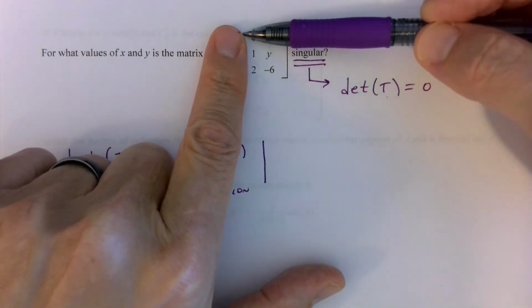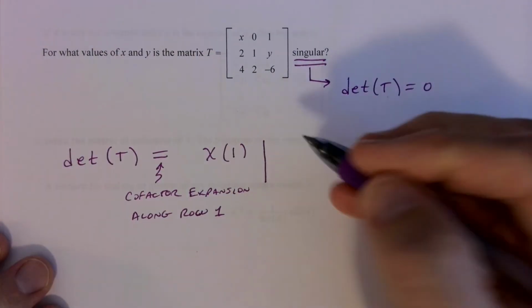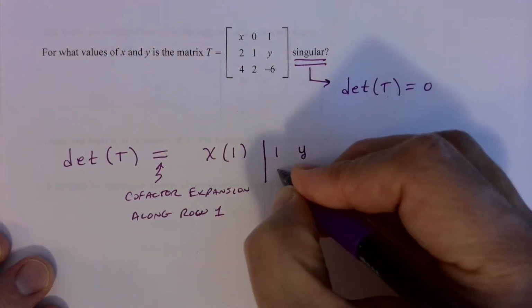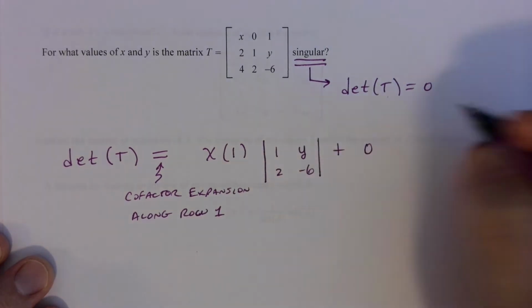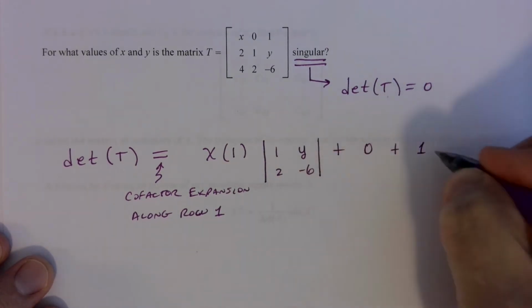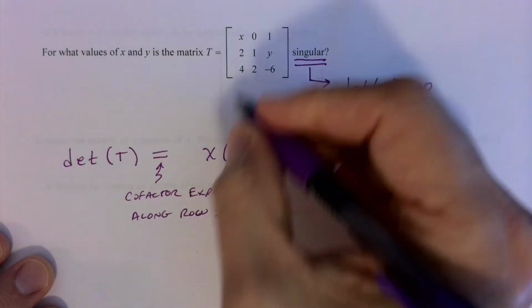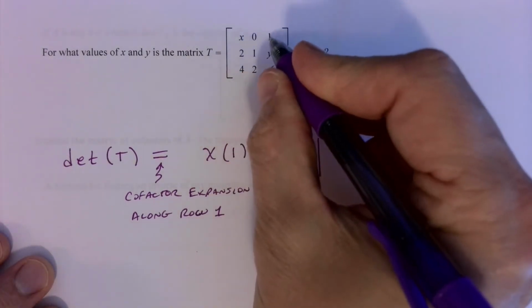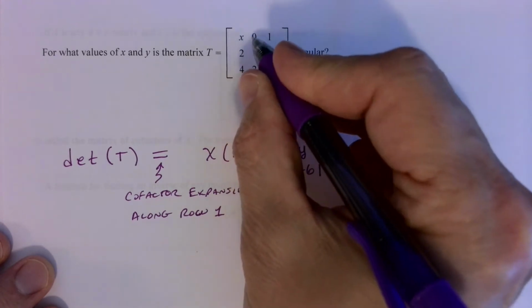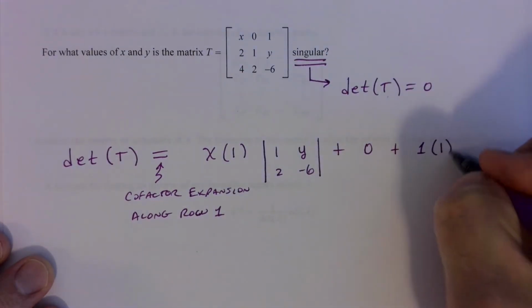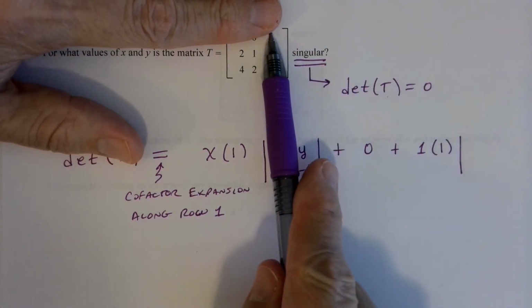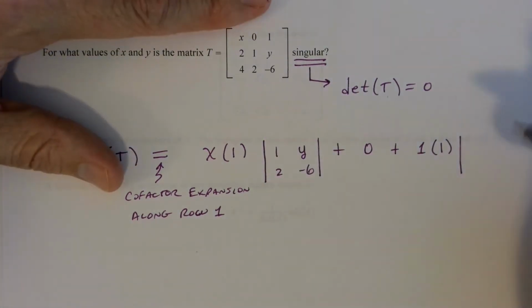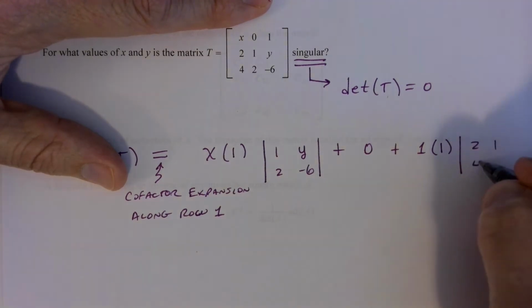Take out that row and column. Plus 0, and then plus 1 times negative 1 to the 1 plus 3, which is negative 1 to the 4th, positive again. Positive, negative, positive, so I'll just put positive 1 there, times its minor. Take out that row and column. We've got 2, 1, 4, 2.